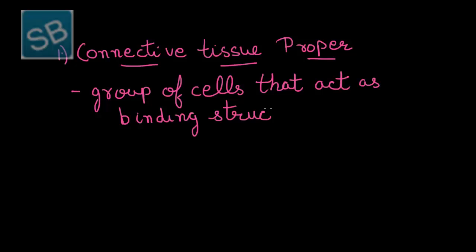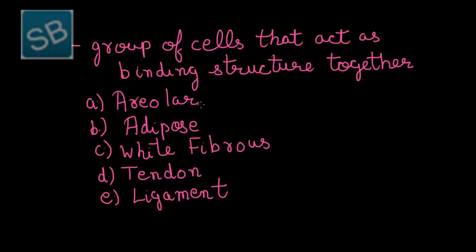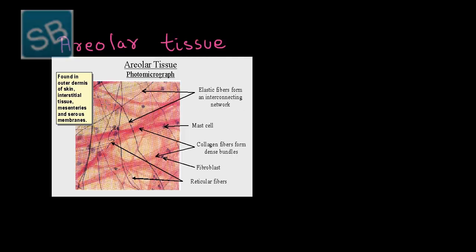This type of tissue is basically subdivided into mainly five types. These subdivisions involve areolar tissue, adipose tissue, white fibrous tissue, tendons and ligaments. Let us first of all begin with the areolar tissue. This figure shows the photomicrographic structure of areolar tissue present in the outer layer of skin, that is the epidermal and dermal layer of skin. Now areolar tissue is basically made up of cells and fibers.